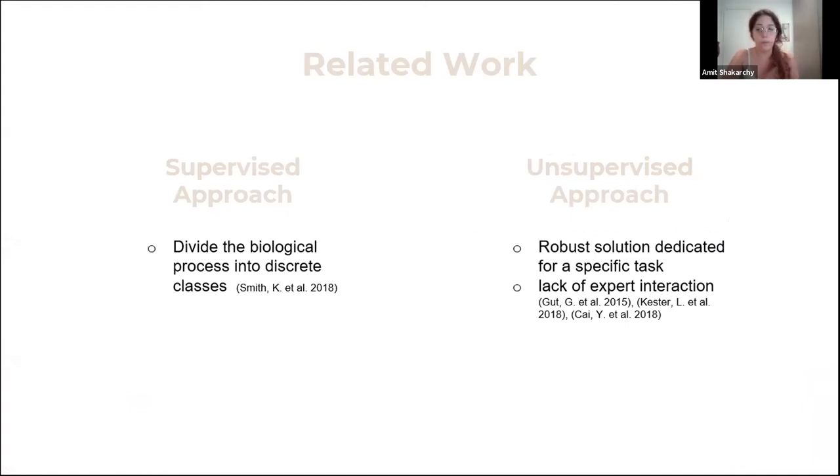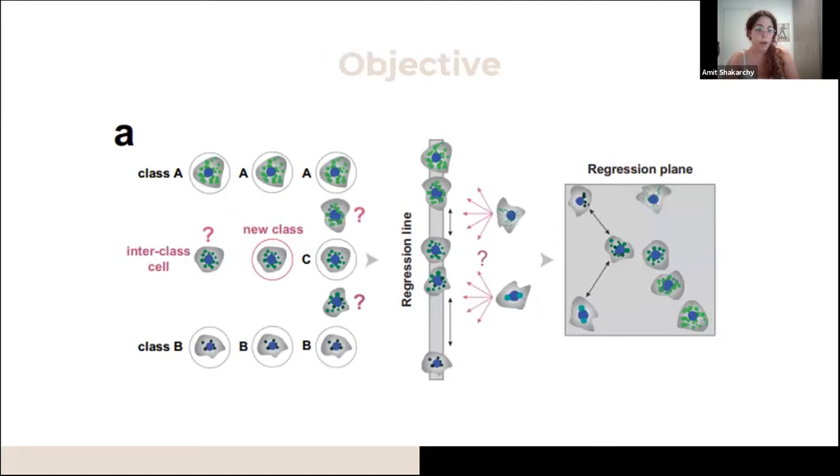About the related work, a few words. There are two types of existing tools, and both suffer from hard limitations, such as the lack of expert interaction in unsupervised approaches, or the lack of ability to identify interclass stages of a continuous process in supervised approaches. As we said earlier, looking at a biological process as a series of steady states restricts the output to a single dimension, the regression line you can see over here. That means that for some processes, a single dimension might not be enough. Restricting the output to a single dimension does not allow modeling of branching, circulating or parallel processes.